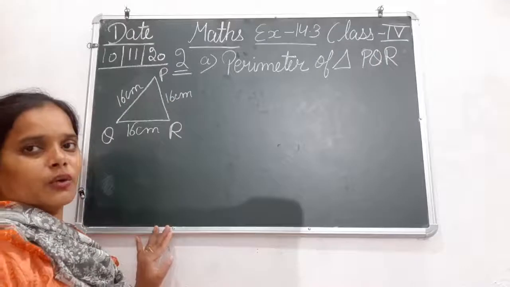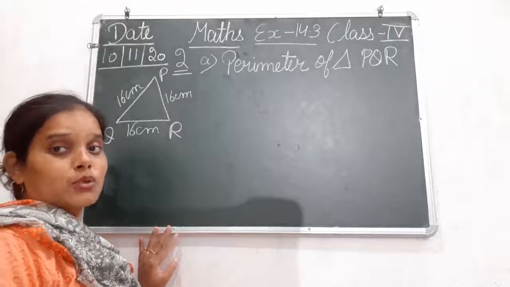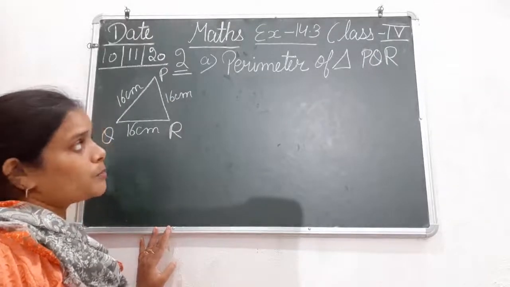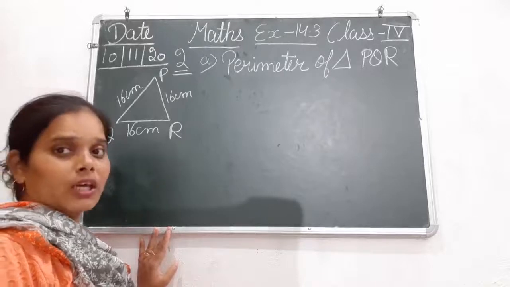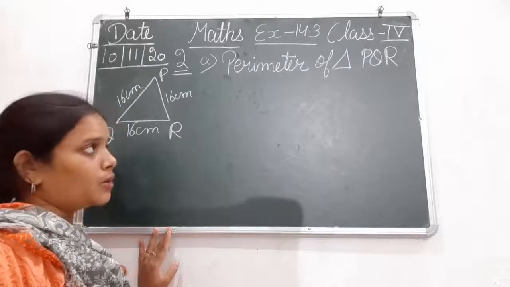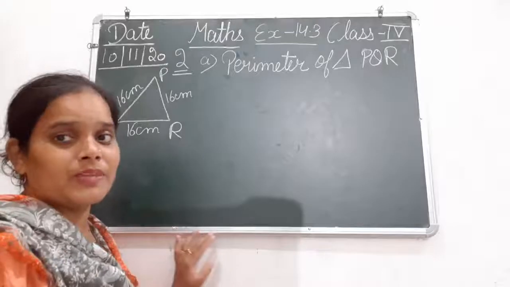तो हमने इस फिगर को क्या नाम दिया है, PQR. So this is the name of the figure. So perimeter of the triangle PQR, that we have to find out. Okay, so the perimeter कैसे निकालते हैं?